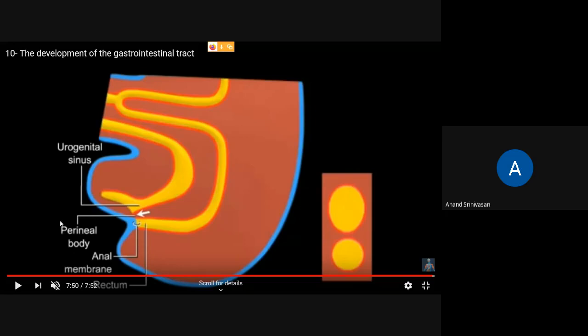That's called the perineal body. Now, this is a very important structure. You will know the importance of this when you are dealing with the genitourinary system. So this urorectal septum comes and joins with the ectoderm, completely dividing the allantois and the hindgut, thereby forming the perineal body. And the hindgut transforms into the rectum and anal canal.